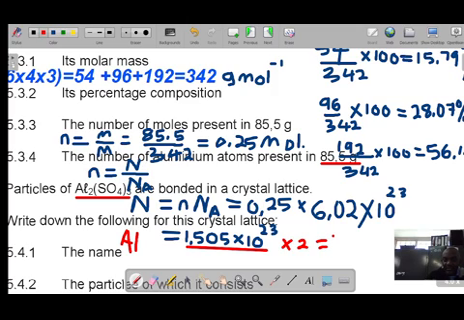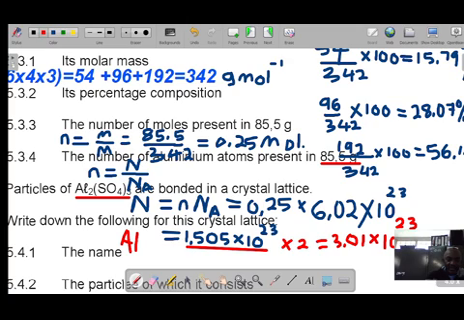Okay, hope we are together, guys. Now these are the aluminium atoms present in the mass of 85.5 grams of aluminium sulfate. Next question. They said that particles of aluminium sulfate are bonded in a crystal lattice. Write down the following for this crystal lattice.